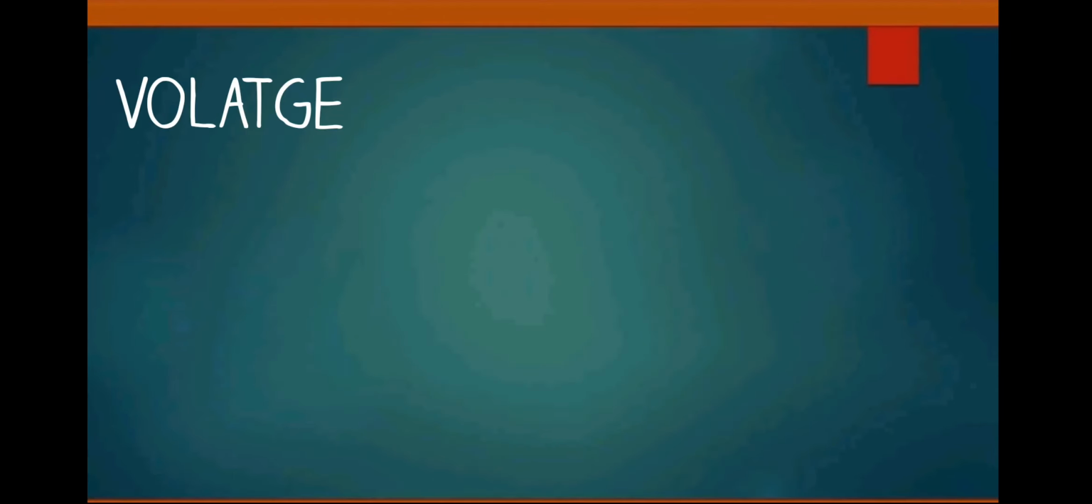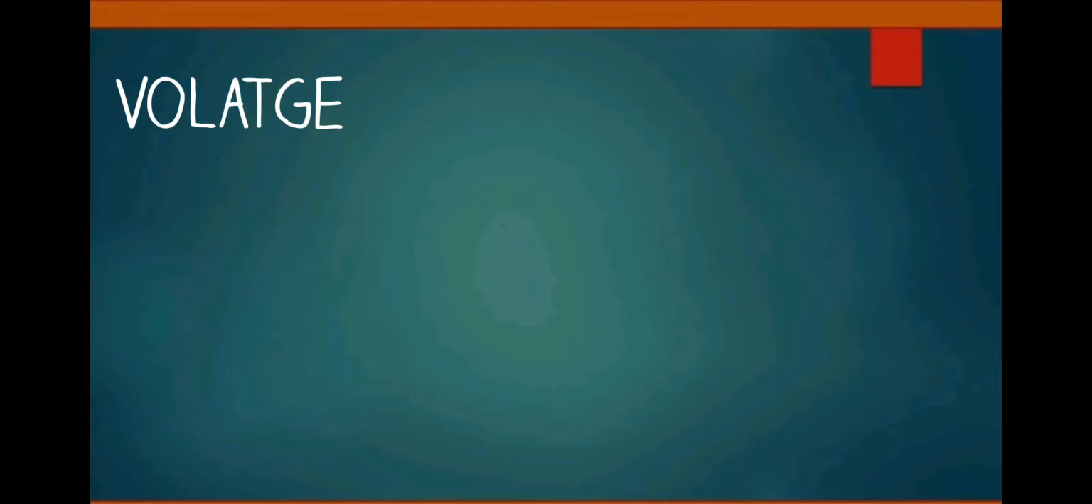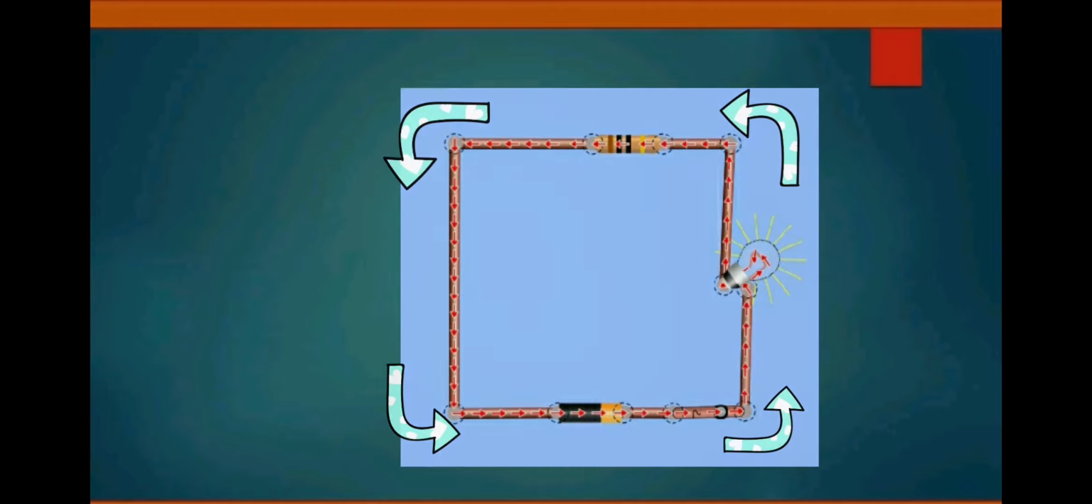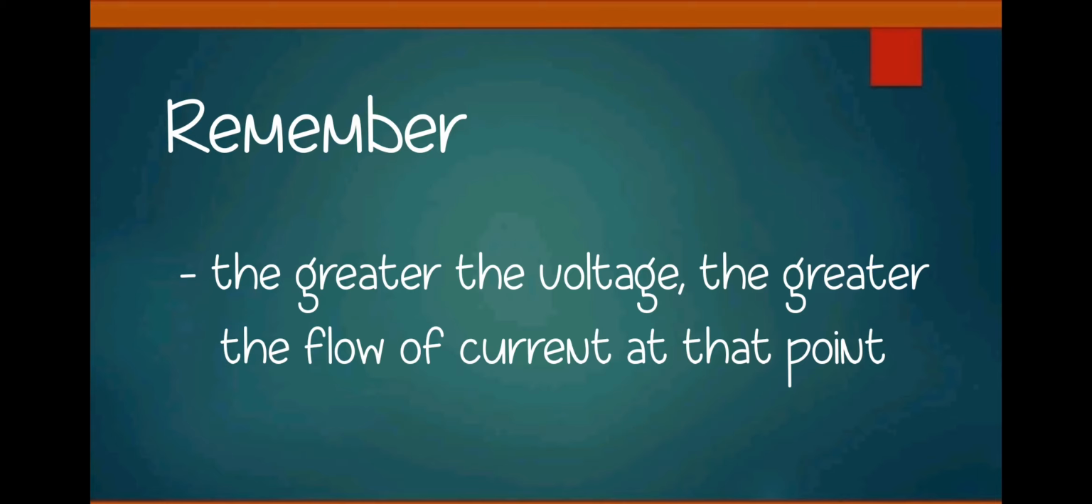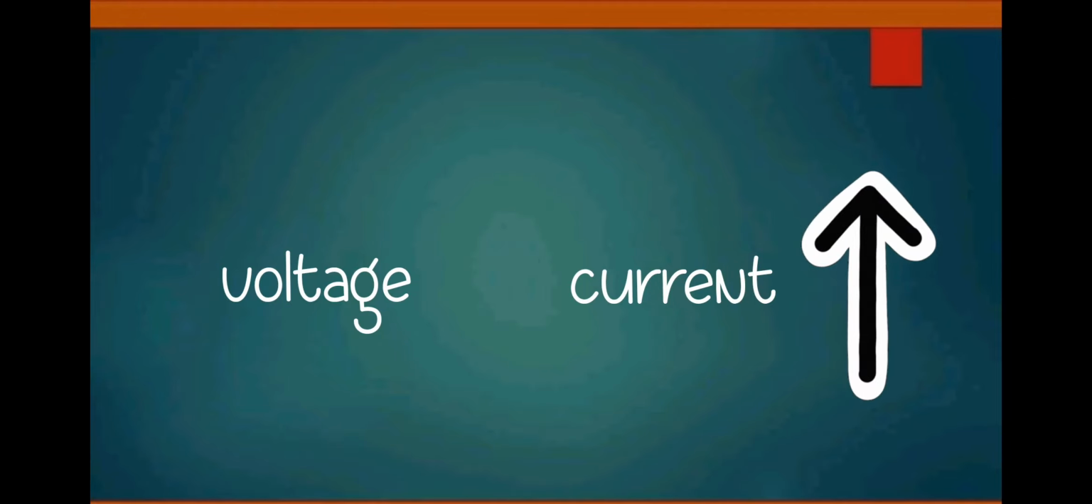Let's define the key terms. Voltage is the pressure that is responsible for pushing the charge in a closed-loop conductor. So, ang voltage daw ay yung pressure na nanggagaling sa source na nagtutulak paikot ng circuit. Tatandaan, the greater the voltage, the greater the flow of electrical current through that point. So, kung mataas yung voltage, mataas din yung flow ng electrical current.